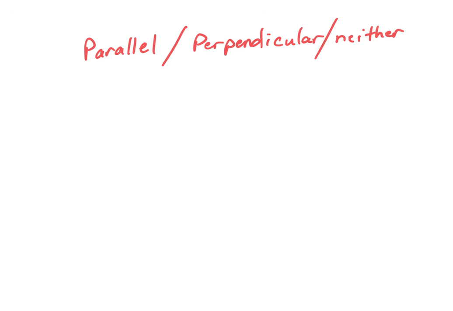What a neither situation would look like is something like that. The two lines are crossing, but they're not crossing at a 90-degree angle, and they're definitely not parallel. Not that you have to graph it, but some people ask me what neither looks like, and it would look something like that.